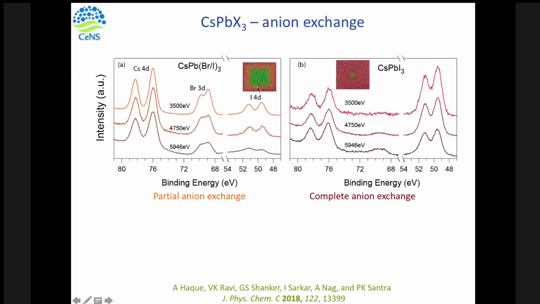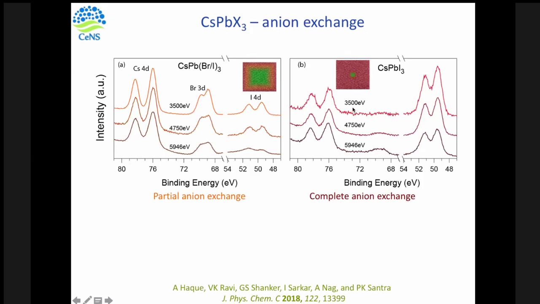So what we expect in this case, this is the cesium 4D signal, this is the bromine 3D, and this is iodine 3D, iodine 4D. Now, as we keep on increasing the photon energy from 3500 eV to 6000 eV, we find that the iodine 4D signal intensity is going down. Now, in cesium lead iodide, as we are increasing the photon energy, we still see a very small amount of bromine present in the system.